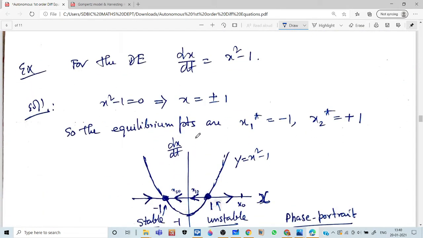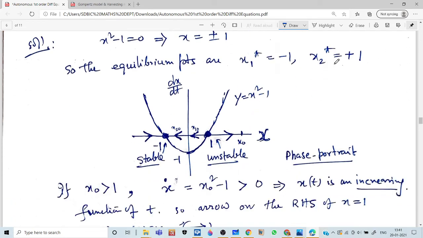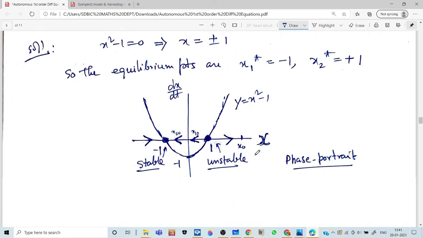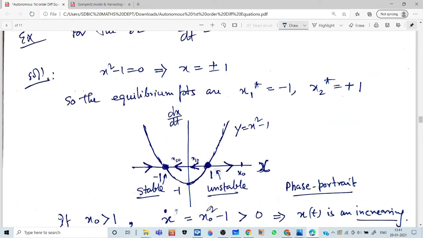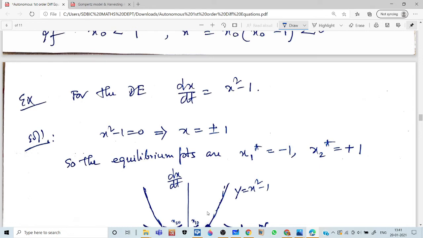Next differential equation: dx/dt = x² - 1. Solving x² - 1 = 0 for the equilibrium points, x1* = -1 and x2* = +1. To draw the phase portrait, this is the x-axis and dx/dt. So y = x² - 1, with -1 and +1 marked. Find f', where this is called f. So f'(x) = 2x.